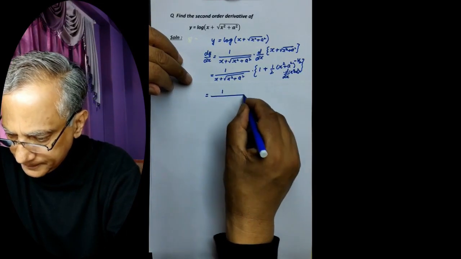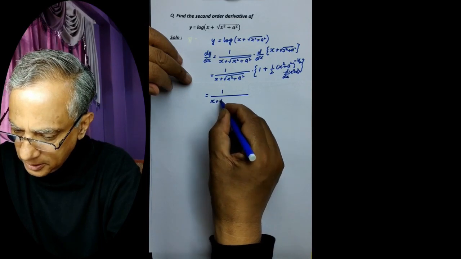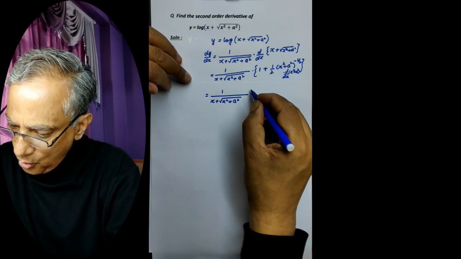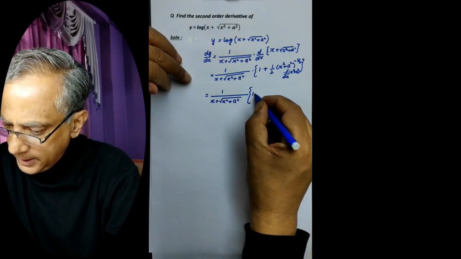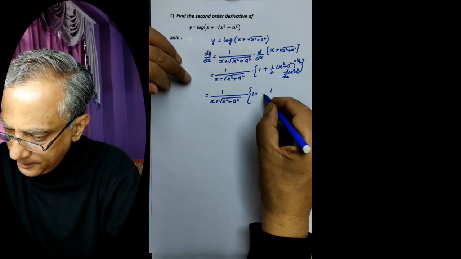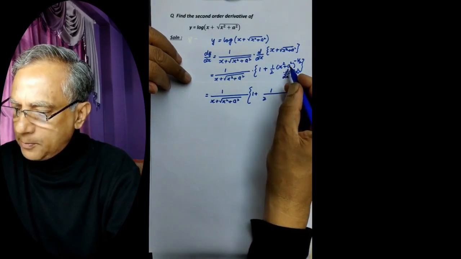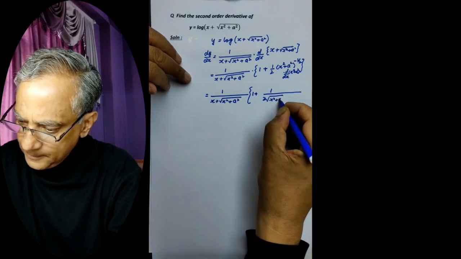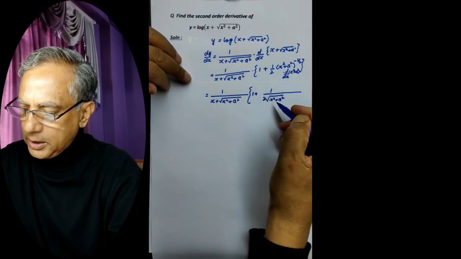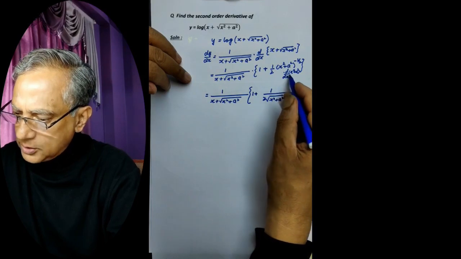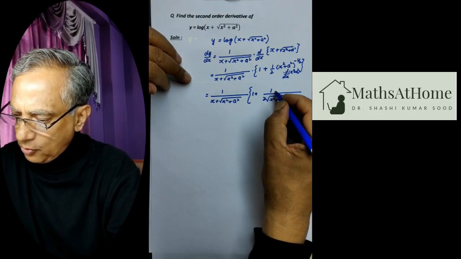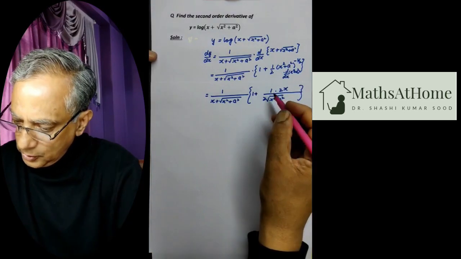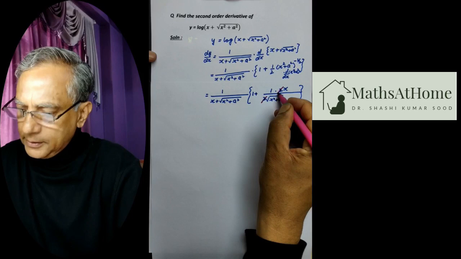1 upon x plus under the root x² + a², whole into 1 plus 1 by 2 (x² + a²)^(-1/2), which is under root of x² + a² in the denominator, into d by dx of x² + a². D by dx of x² + a² will be 2x. This 2 cancels with this.